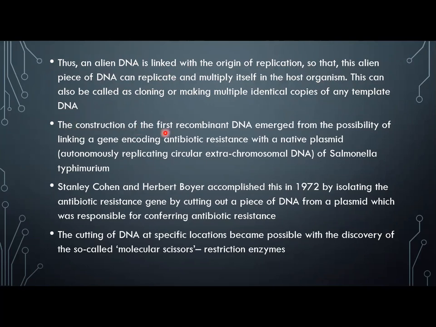The construction of the first recombinant DNA emerged from the possibility of linking a gene encoding antibiotic resistance with a native plasmid, an autonomously replicating circular extrachromosomal DNA of Salmonella typhimurium. Stanley Cohen and Herbert Boyer accomplished this in 1972 by isolating the antibiotic resistance gene, cutting out a piece of DNA from a plasmid which was responsible for conferring antibiotic resistance.